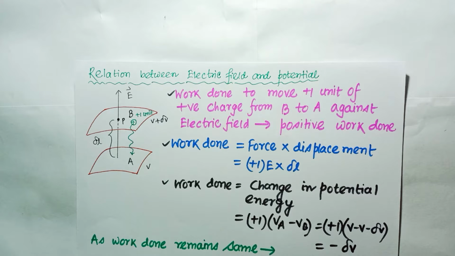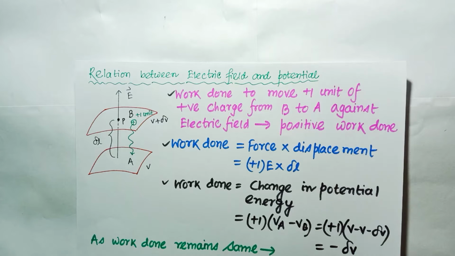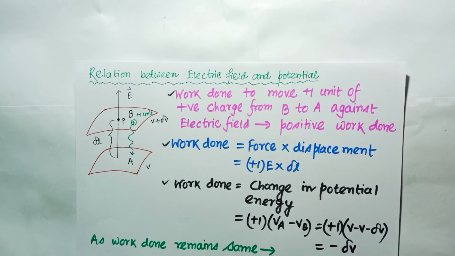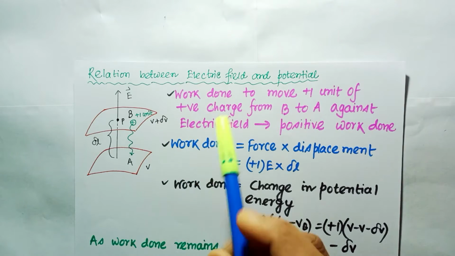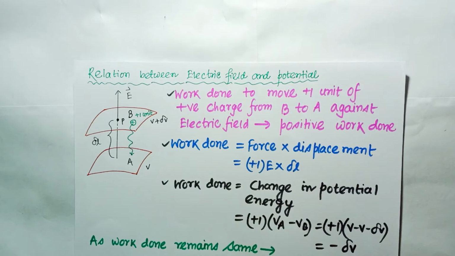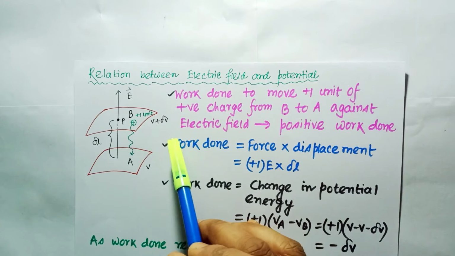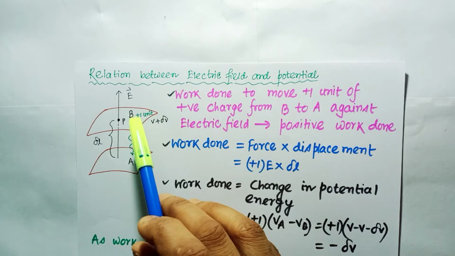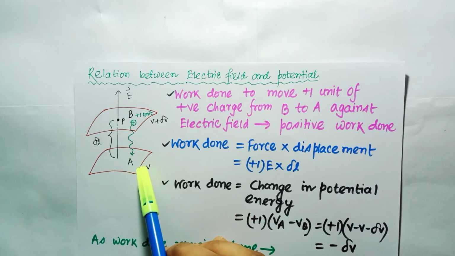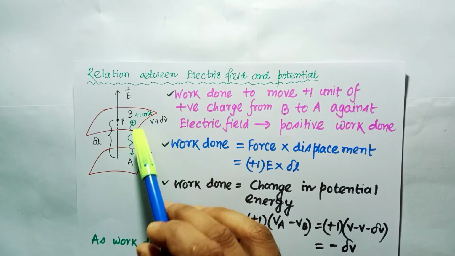So today in this video I am going to discuss more on the electric potential and the potential energy. Our first topic of discussion will be the relation between electric field and the potential. There are two closely spaced equipotential surfaces A and B. You can see from the figure this is A and this is B. Both are equipotential surfaces.